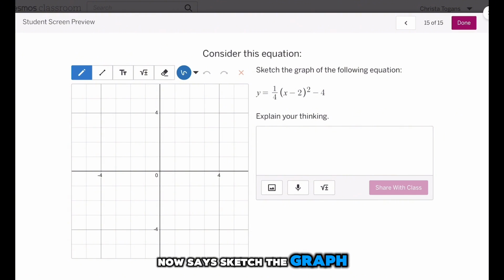Now it says sketch the graph. Well, you know that the vertex is going to be from this number. I don't know why it's not letting me write. Oh, I know why. So the vertex is 2, -4. So you go over 2 and down 4, and you place your dot there. Now you have to figure out the rest.